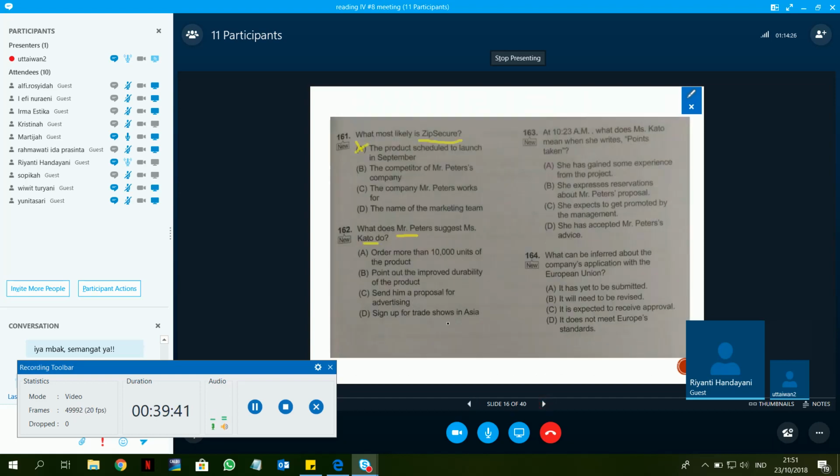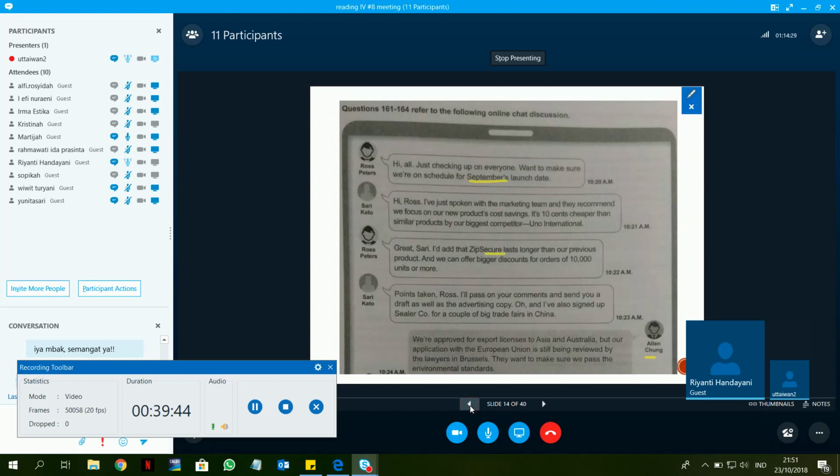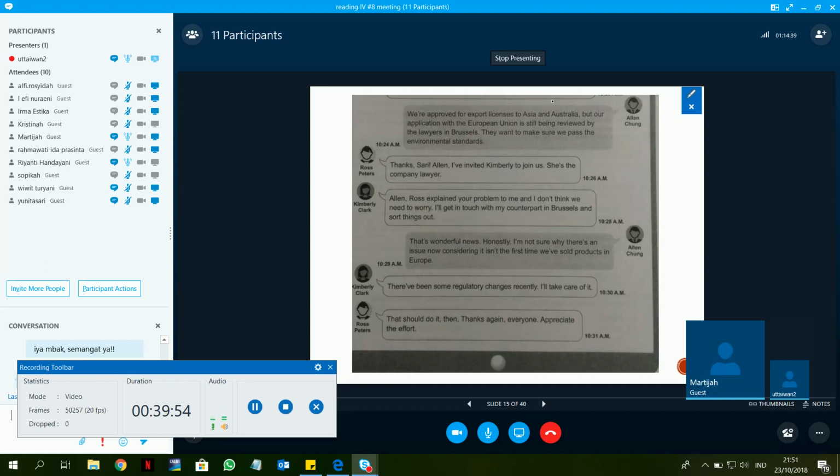Kemudian kita baca selanjutnya ini. Iya. Mbak, baca. Sekarang Sari. Atau yang mana? Sari kan tadi udah. Alan dulu, Alan Chung. We are approved for export licenses to Asia and Australia, but our application with the European Union is still being reviewed by the lawyers in Brazil. They want to make sure we pass the environmental standards.